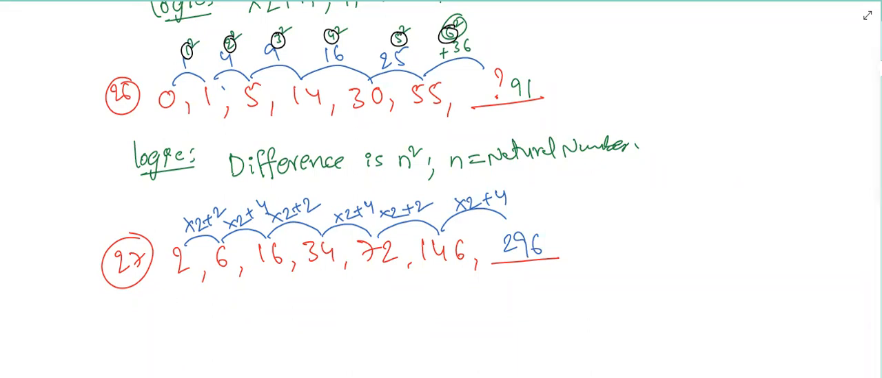And what about the logic? The logic is: into 2 is fixed, right? Into 2 plus 2, into 2 plus 4, into 2 plus 4. Write 10 in this way.